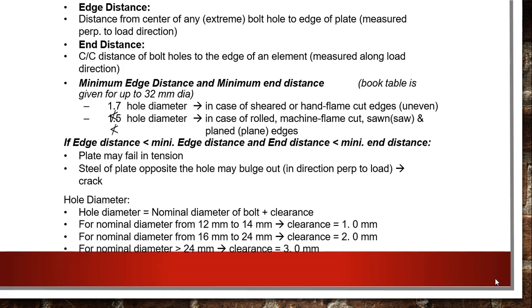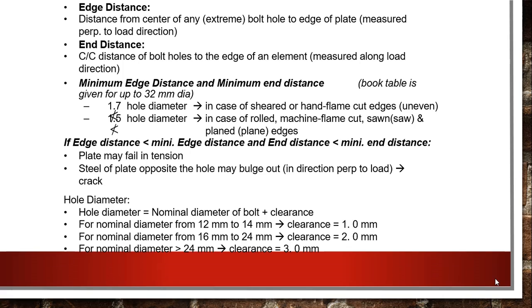Okay, so if the edge distance is less than the minimum edge distance and the end distance is less than the minimum end distance, the plate may fail in tension, or the strip of plate opposite the hole may bulge out. Okay, so now the concept of hole diameter. Hole diameter is generally called the nominal diameter of the bolt plus clearance.